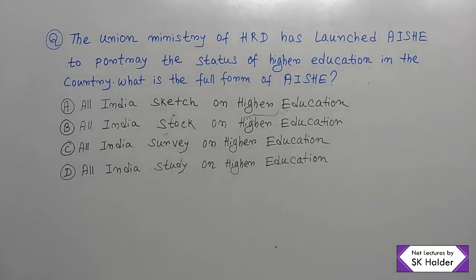The Union Ministry of HRD has launched AISHE to portray the status of higher education in the country. What is the full form of AISHE? Option A, All India Sketch on Higher Education. Option B, All India Talk on Higher Education. Option C, All India Survey on Higher Education. Option D, All India Study on Higher Education.